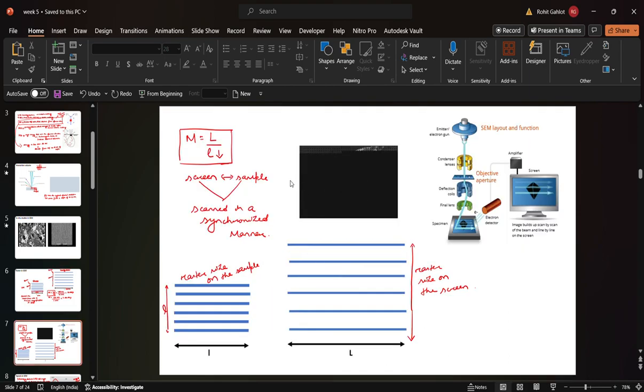This is how your rastering works, point by point, and in a synchronized manner, there is a synchronization between your screen and your sample. In this way, you are able to control your magnification and rastering. I have also added the SEM layout and functions, which have already been discussed, so I'm not taking much time on this.